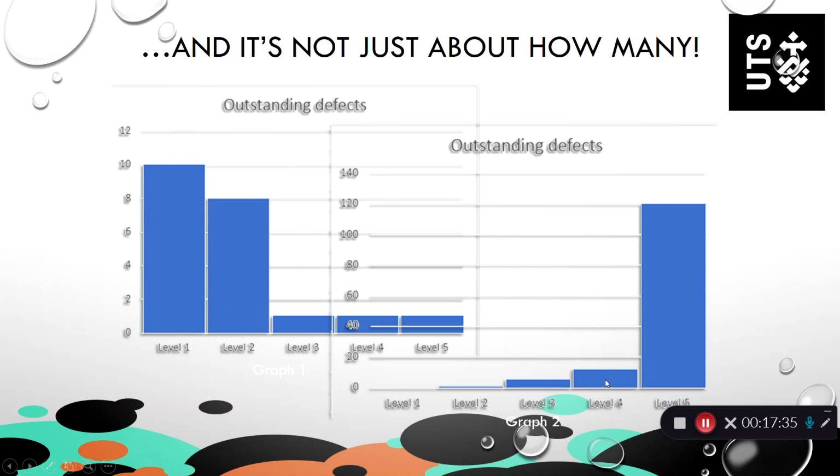So this slide shows us the level 1 bugs, level 2 bugs are more important, right? So level 5 are, for example, cosmetic bugs. So maybe that's not that important in terms of quality of software. So quantity and quality.